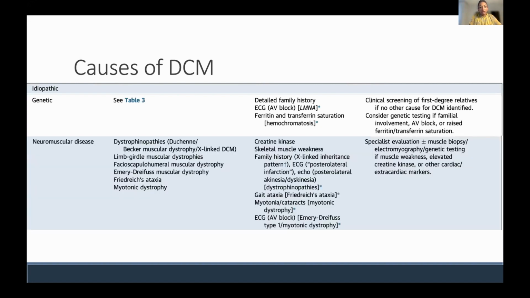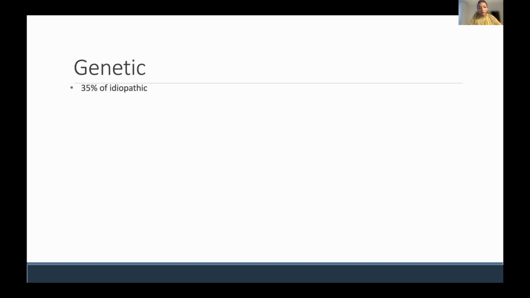Neuromuscular disease is a subset of genetic cardiomyopathies. We'll discuss this in the next slide, but there are several neuromuscular diseases that are associated with cardiomyopathies. So 35% of idiopathic cardiomyopathies have a genetic basis. Most of these are autosomal dominant. There are some that can be autosomal recessive or X-linked. Predominantly the muscular dystrophies are autosomal recessive and X-linked. LV non-compaction typically is autosomal dominant or X-linked.